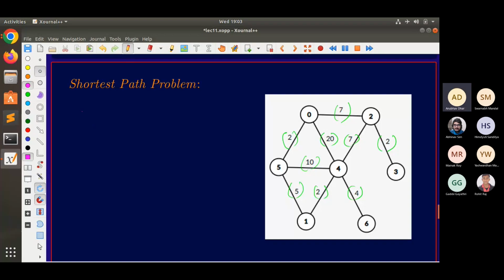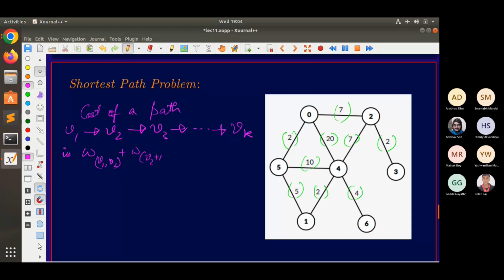Now the shortest path problem. Let's talk about the weight of a path, or the cost of a path. The cost of a path V1, V2, V3, ..., Vk is basically the weight of (V1, V2) plus the weight of (V2, V3) plus so on, up to the weight of (Vk minus 1, Vk).